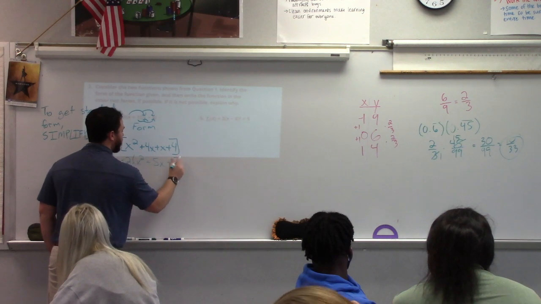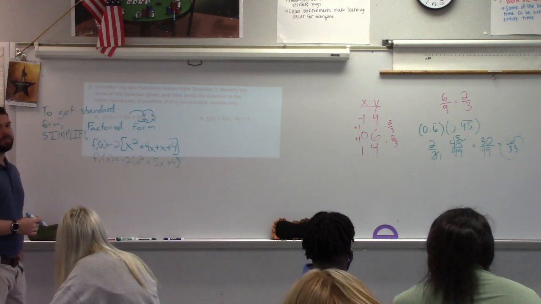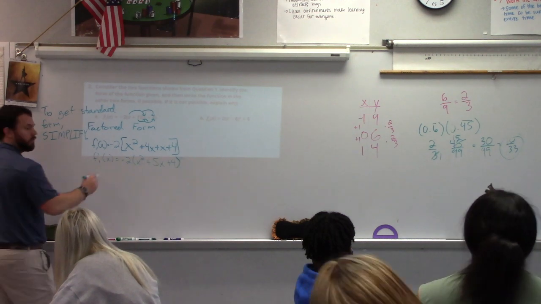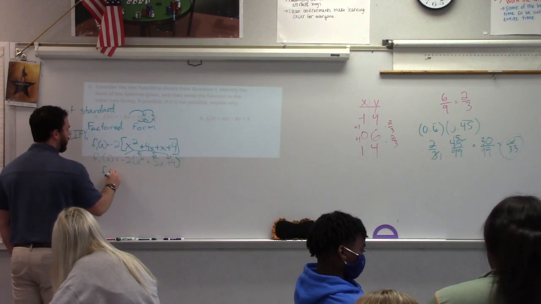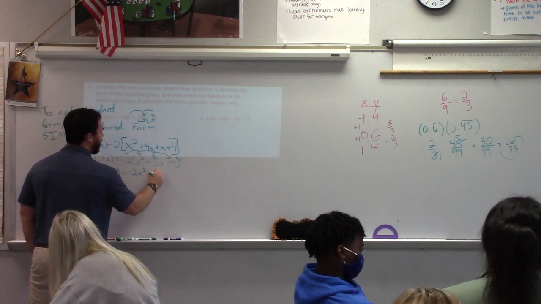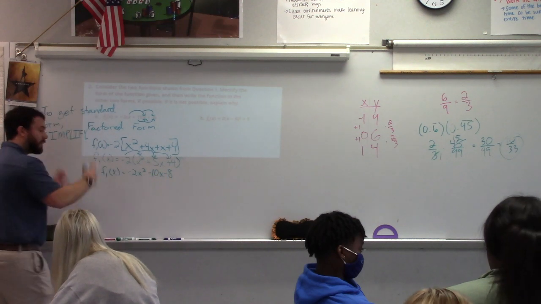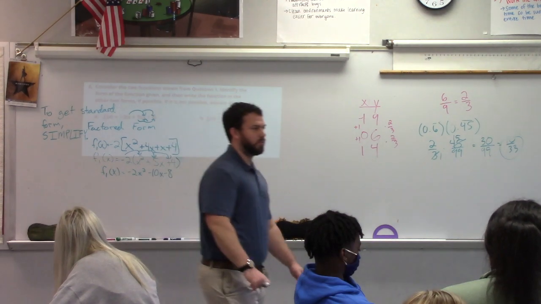And then what process am I going to use now? Or what part of simplifying am I going to use again? Distributing. That's it. Right? I'm just simplifying all the way through. f1 of x equals negative 2x squared minus 10x minus 8. To get standard form, all we're doing is simplifying. We good with that idea?